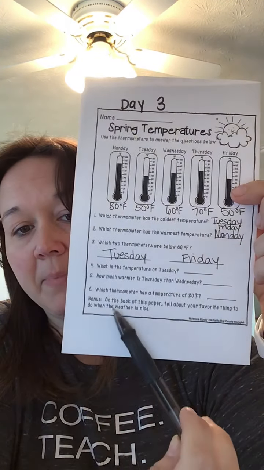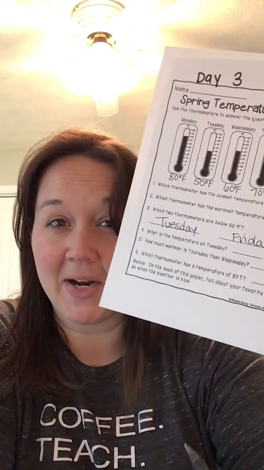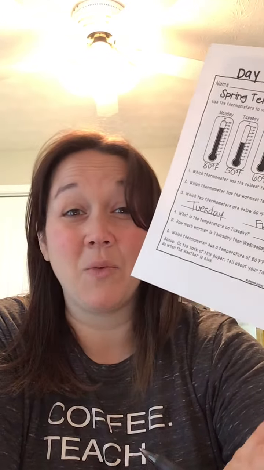Okay, then it gives you a bonus down here. It says, on the back of this paper, tell about your favorite thing to do when the weather is nice. Sunday, we did not have very nice weather. It was kind of windy, it was rainy, it was stormy. So that's probably not a nice day to write about. Think about days that you've had maybe in the past. It's been real pretty, except for Sunday. It's been fairly nice outside.